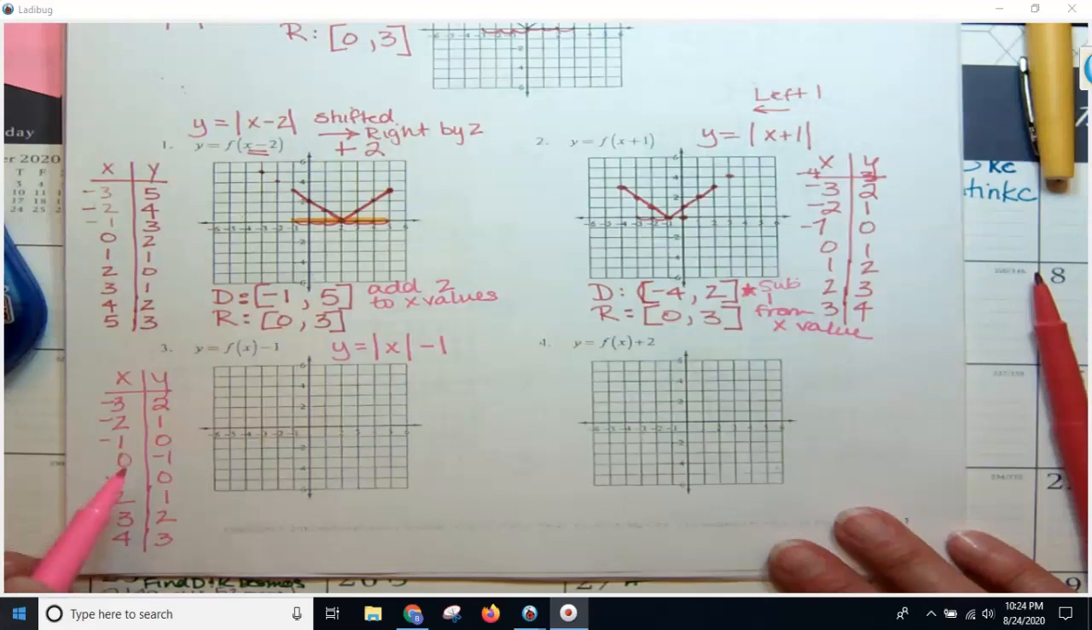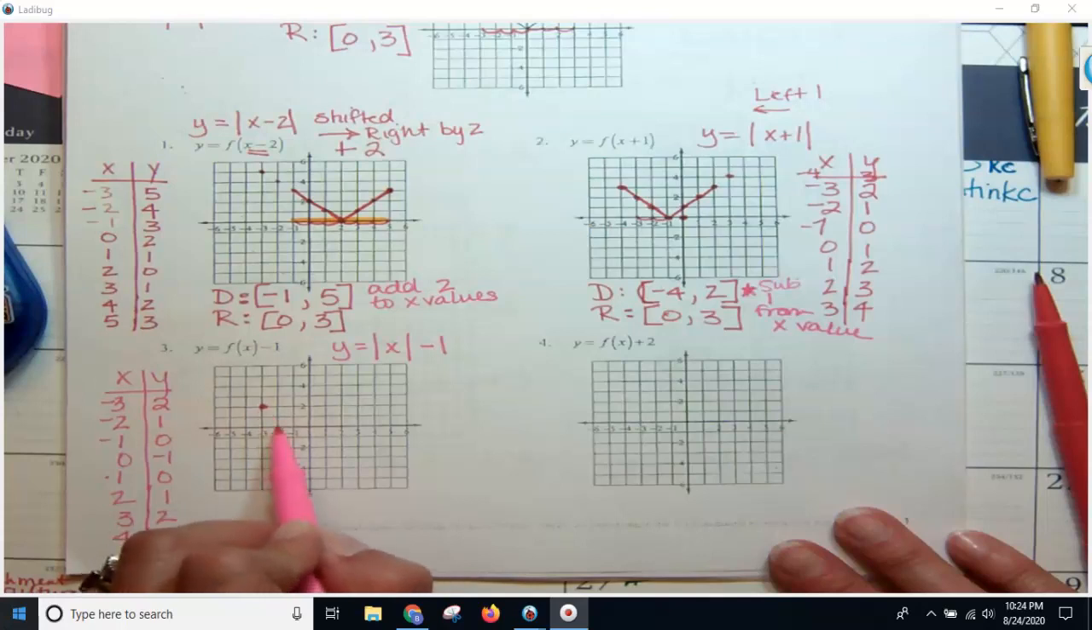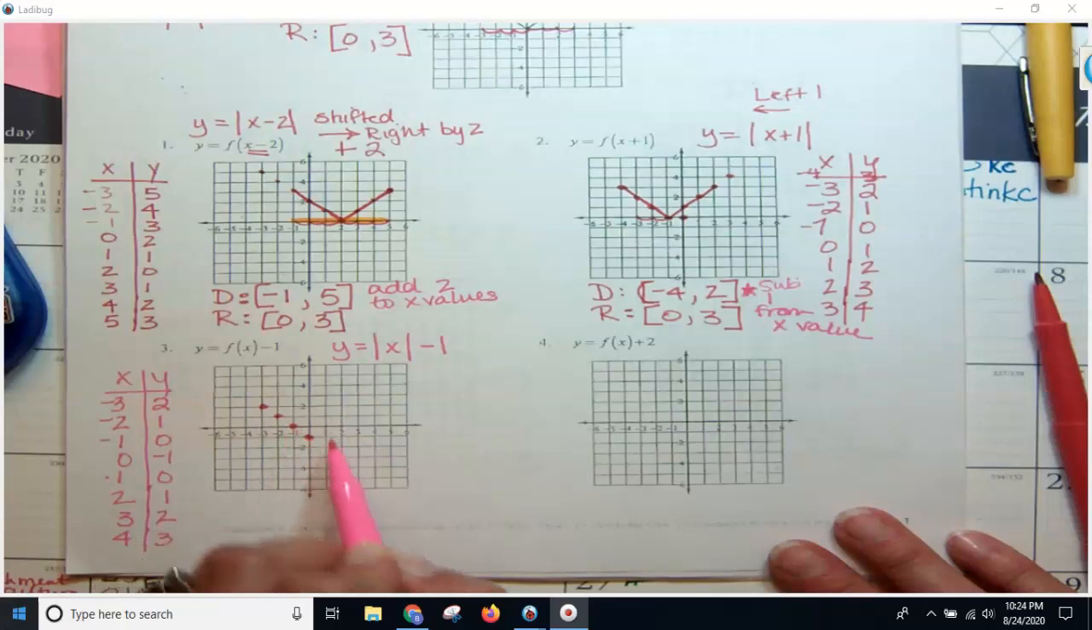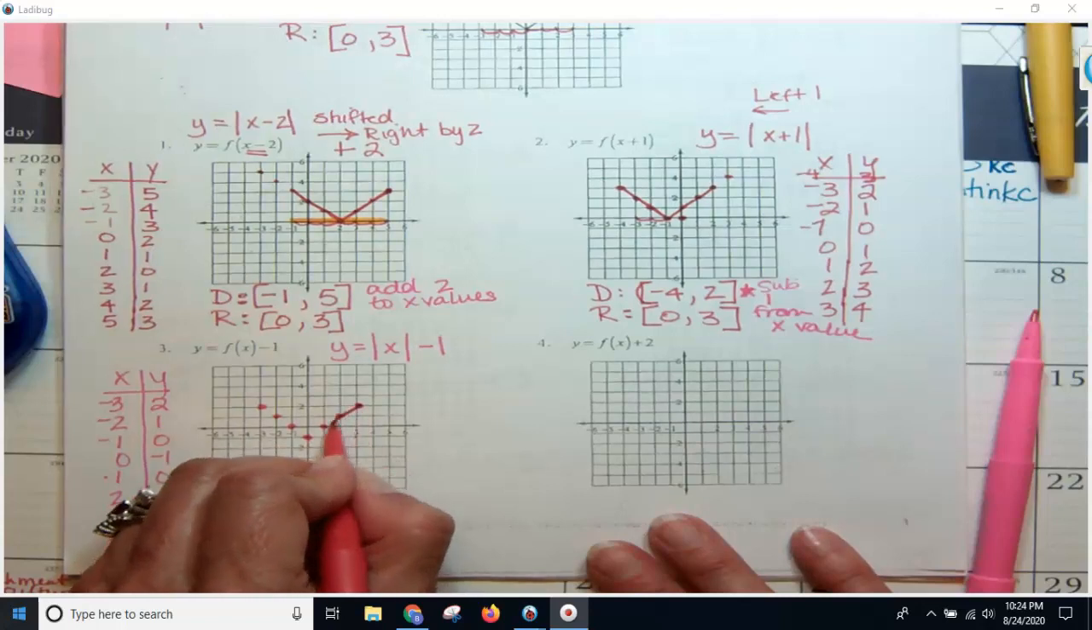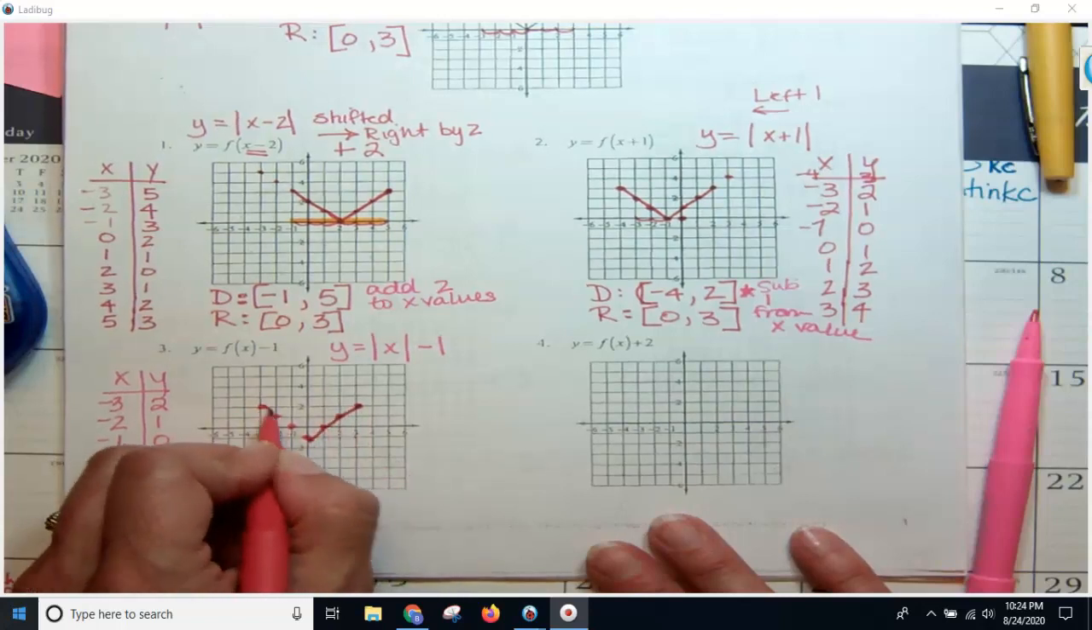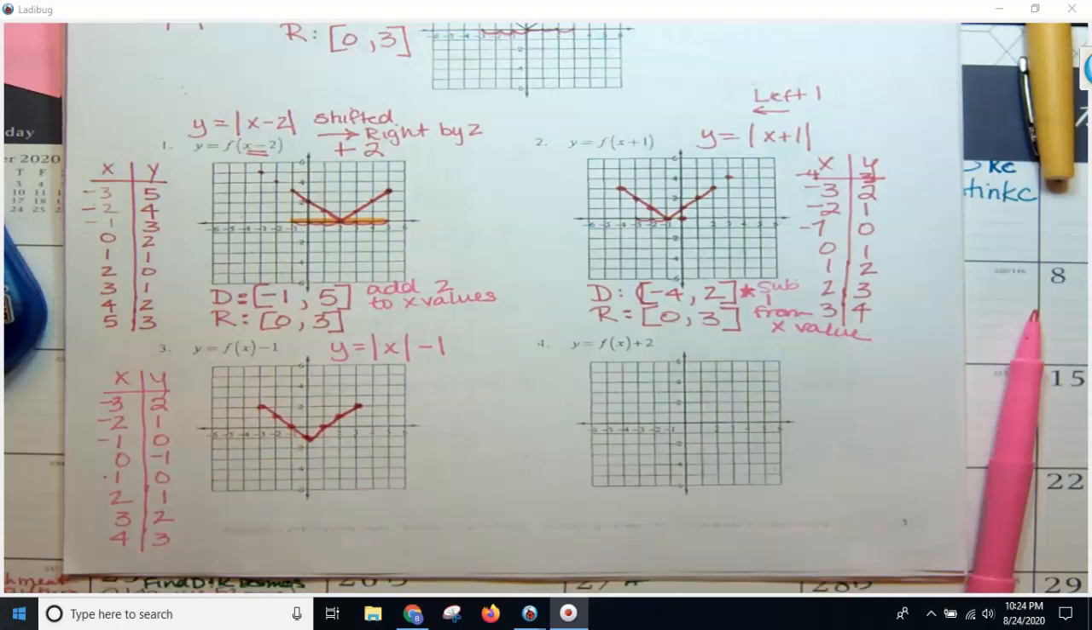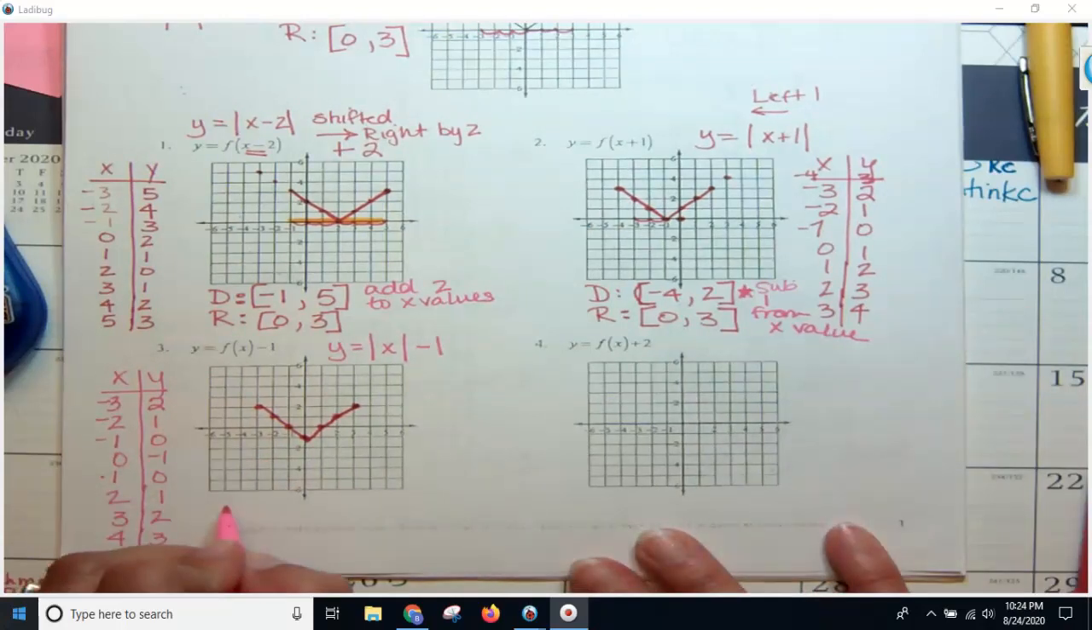All right, so let's now graph this. So I look at this, -3, 2, -2, 1, -1, 0, 0, -1, 1, 0, 2, 1, 3, 2, but I'm getting a little bit ahead of myself because I only want it to go 3. 1, 2, 3. I want it to stop here. It's not going to go any further. And so I have to look at my domain. My domain is going to be from -3 to +3.